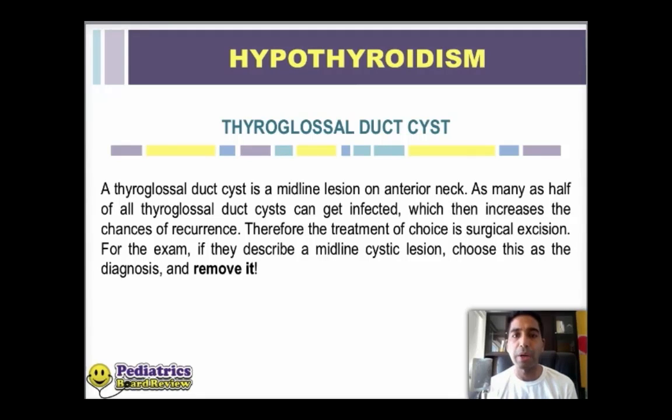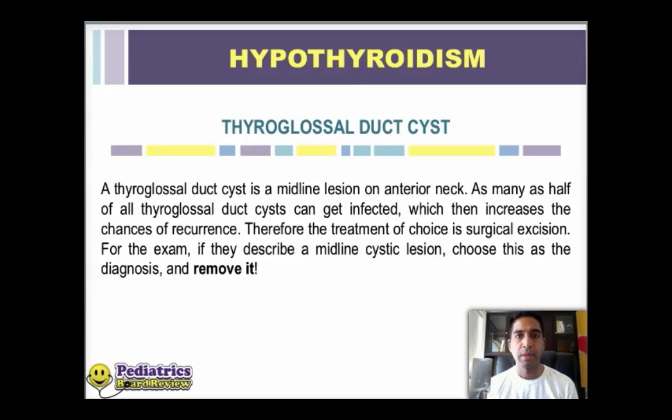So if you diagnose somebody with a thyroglossal duct cyst, you would want to eventually have it removed. It's not any sort of abnormal, functioning thyroid gland. It's just a cyst in that area, but you do want to go ahead and get it removed. So the treatment of choice is surgical excision. For the exam, if they describe a midline cystic lesion, go ahead and choose this as your diagnosis and remove it.